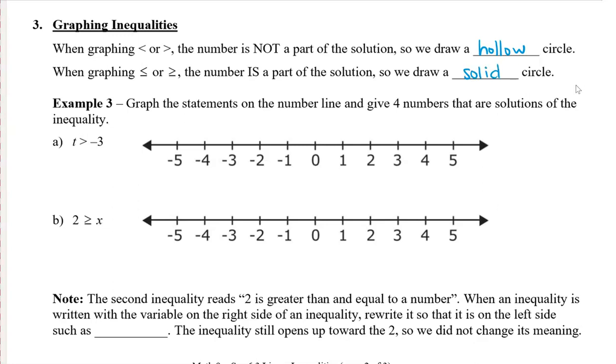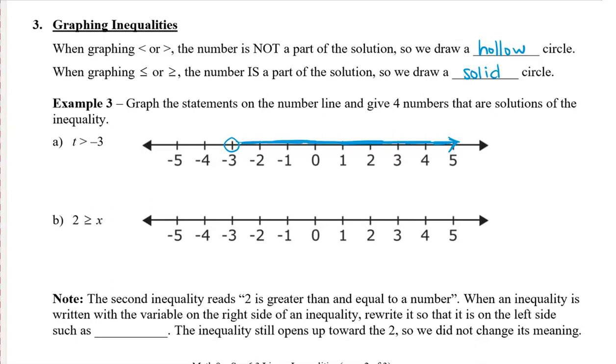So let's take a look at some examples. Graph the statements on the number line and give four numbers that are solutions of the inequality. So we have t is greater than negative 3. We're going to circle negative 3 on the number line, and because it doesn't have a line underneath, we don't color it in. So t is greater, that means we want numbers that are greater than negative 3. So we're going to draw a line pointing to the right, because all of these numbers are greater than negative 3. And then we're going to draw an arrow at the end to show that all the values greater than negative 3 keep increasing, and so all the numbers even past 5 satisfy this inequality.